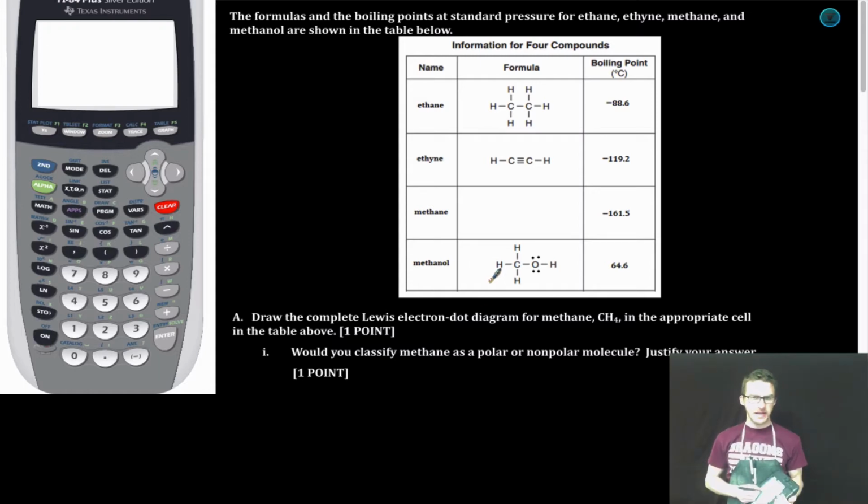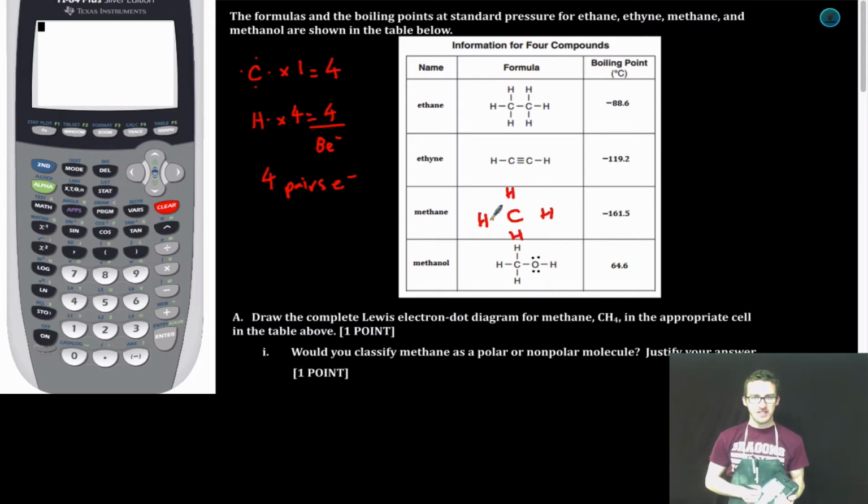Easy. First, let's determine the total number of valence electrons we have to work with. We've got 8 valence electrons, or if we divide that by 2, we've got 4 pairs of electrons to work with. Carbon's going central, surrounded by my other atoms. Connect all of the terminal atoms to the central atom with a bond. Subtract the number of pairs of electrons required to do that. We've used up all of our pairs.